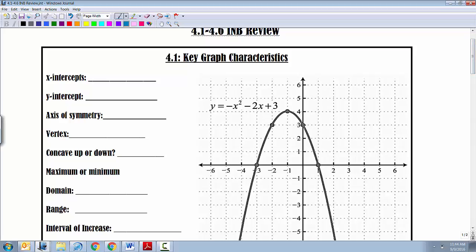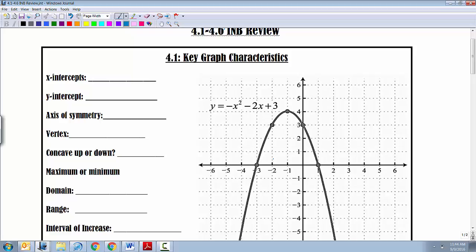X-intercepts. Can anyone tell me what my x-intercepts are? And we're actually going to do something different today. Because it's like a review day, I'm going to give you raffle tickets, but you have to raise your hand to get them. Go ahead, Dylan.